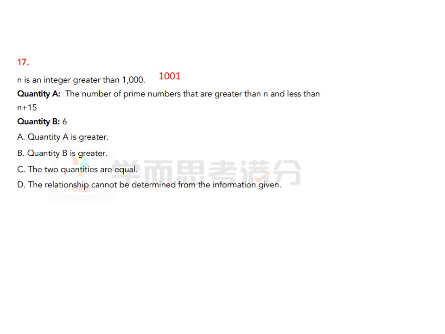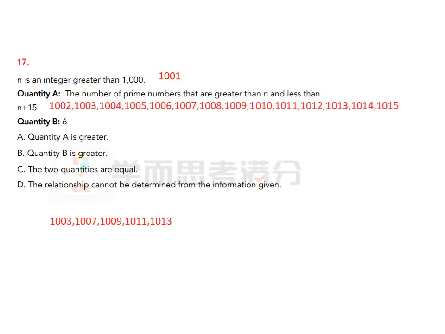So how many prime numbers are there? 1003, 1007, 1009, 1011, and 1013. So quantity B is greater, because in case of quantity A we have got 5 prime numbers. So quantity B is greater.